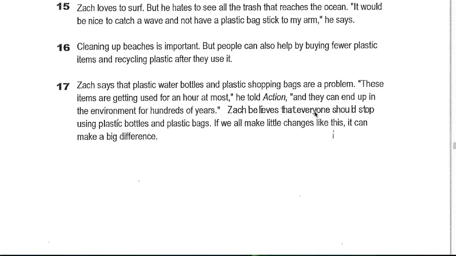Zach believes that everyone should stop using plastic bottles and plastic bags. "If we all make little changes like this, it can make a big difference."